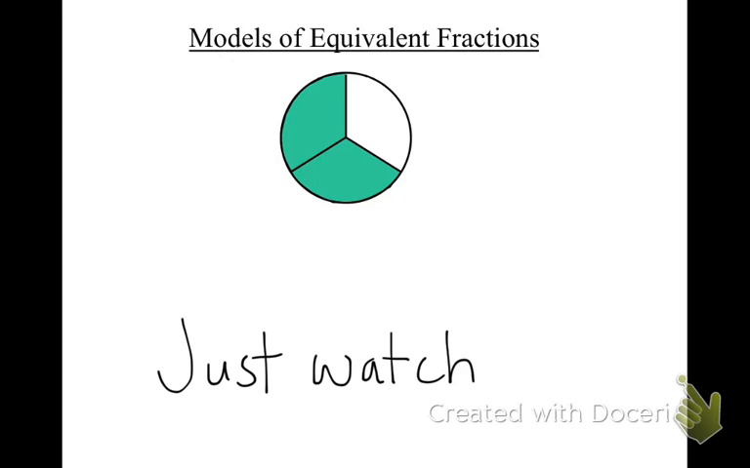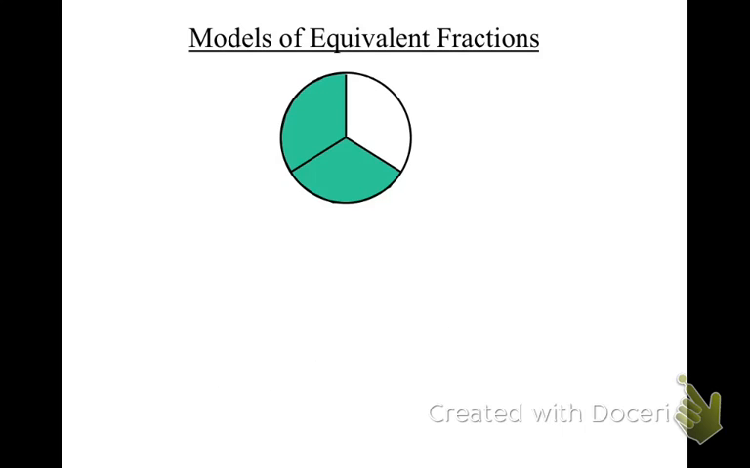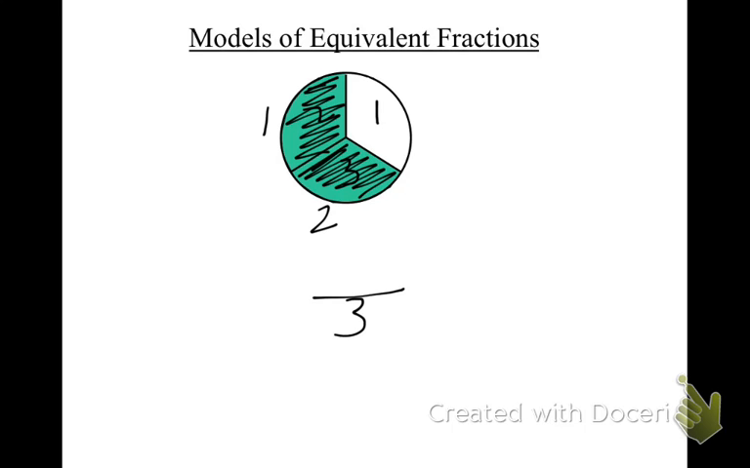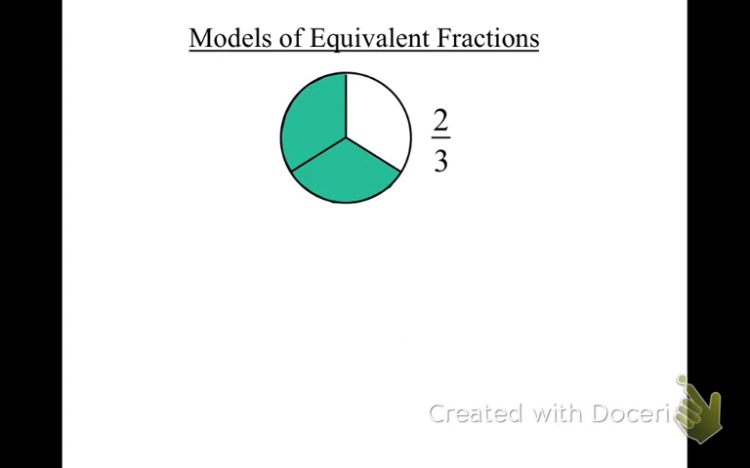For right now, just watch. I've given you a model. If we look at this model, I have 3 pieces, right? It's out of 3 pieces. My question to you is, how many pieces are colored? Well, this side is colored, so that's 1 piece. That side is colored, 2 pieces. So how many pieces are colored? 2/3 of my model is colored. So that's where I get 2/3 from.